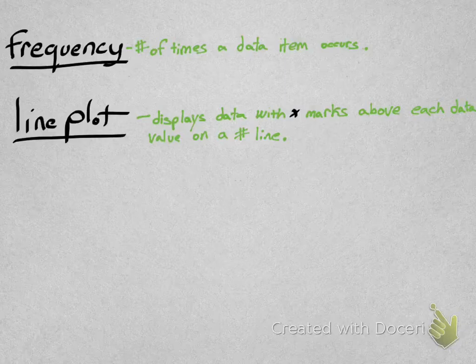So data item is just something you're looking for. Sometimes it's not numbers. Sometimes it could be hair color or color of M&Ms or shoe size or anything. It's just how many times a data item could occur. A line plot displays the frequency by using X's for each time it occurs. So here's an example.